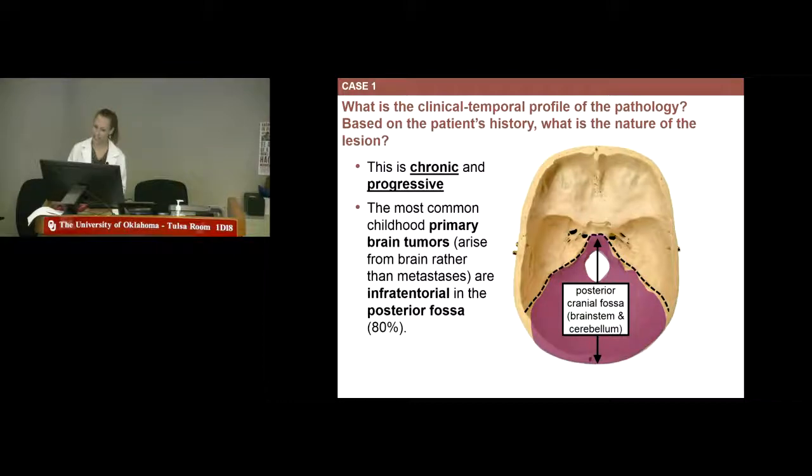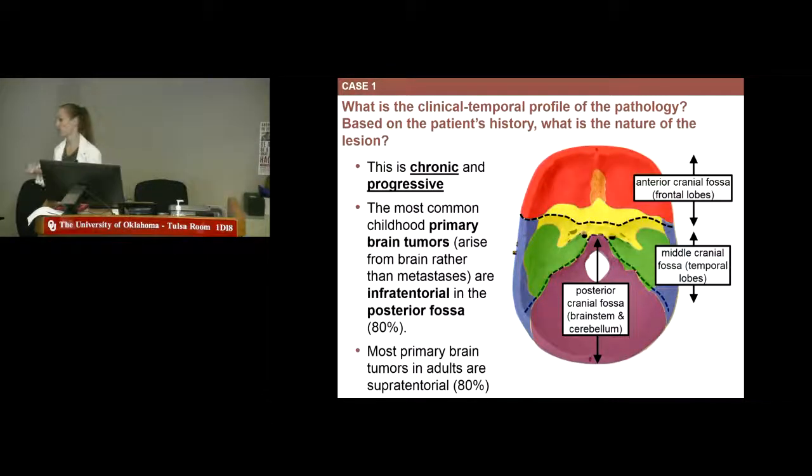Mostly in a kid, this is typical that they would have an infratentorial lesion, basically in the posterior fossa. Where was his pain again? Okay, posterior fossa. Adults, it's like the exact opposite. They tend to have supratentorial lesions.